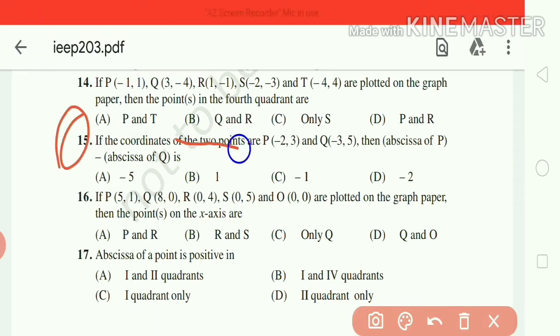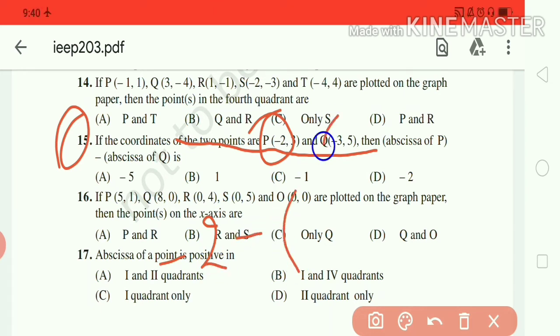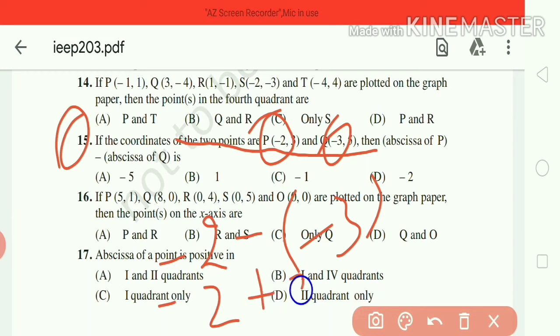Now come to question number 15. The coordinates of 2 points are this and this, and we need the abscissa of P minus the abscissa of Q. You know that the abscissa of P is -2 and the abscissa of Q is 3. This will become -2 plus -3, that is 1. So B is the right answer.